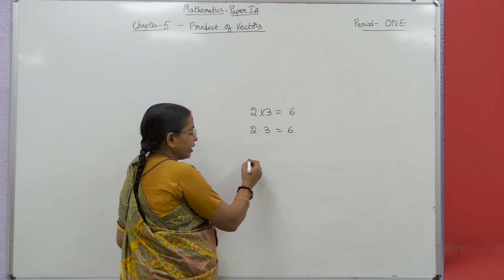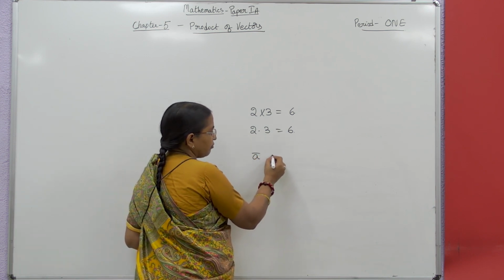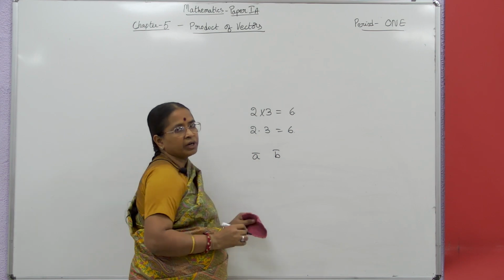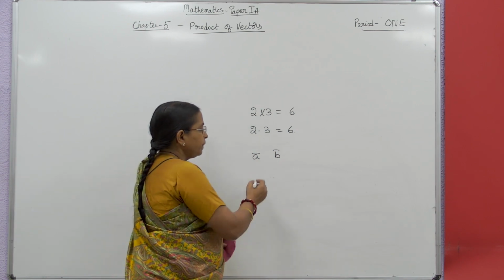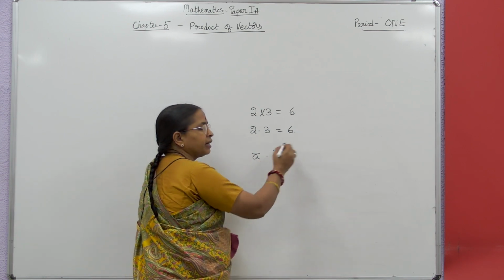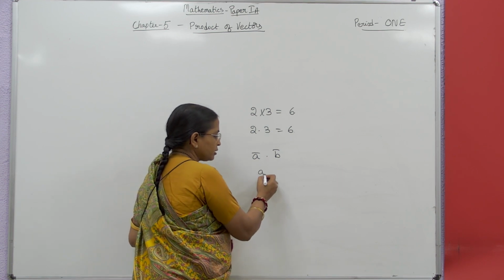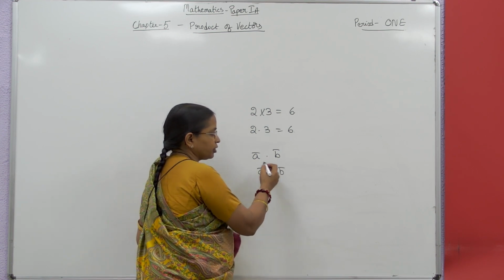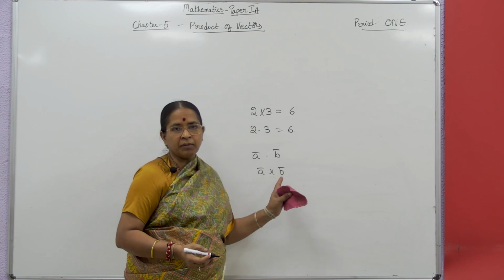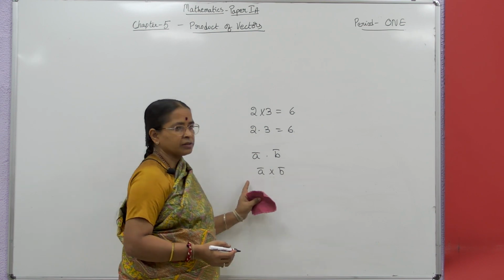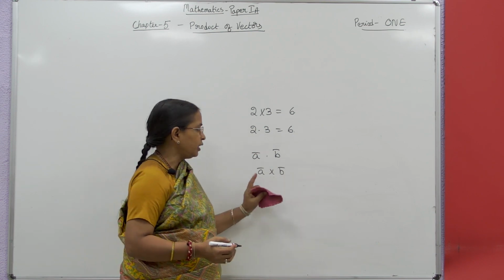But whereas in vectors, if A and B are two non-zero vectors, if I write dot, there is one definition. If I write cross between them, there is another definition. It is not like ordinary multiplication of real numbers. Here the definition is totally different.